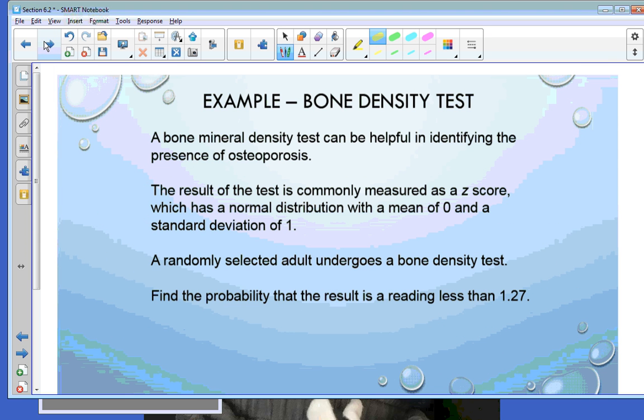So here's an example, a bone density test. That bone density test is a mineral test that helps identify the presence of osteoporosis. The result of the test is commonly measured with a z-score that has a normal distribution with a mean of 0 and a standard deviation of 1. That's exactly what we're studying, the normal distribution. A randomly selected adult undergoes a bone density test. Find the probability that the result is a reading less than 1.27.